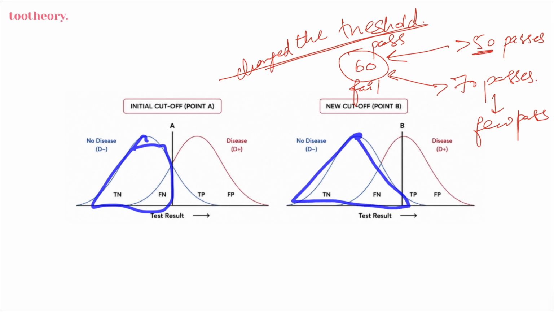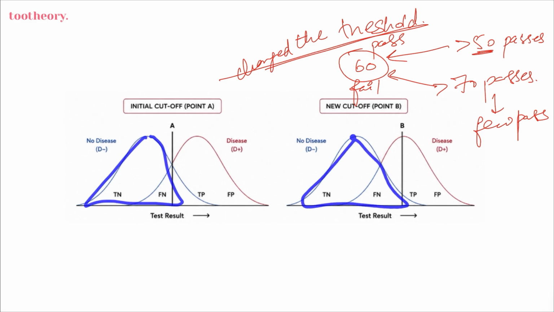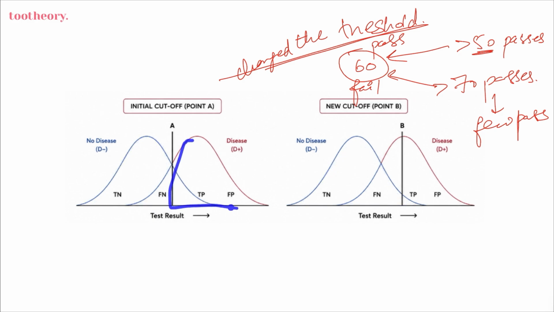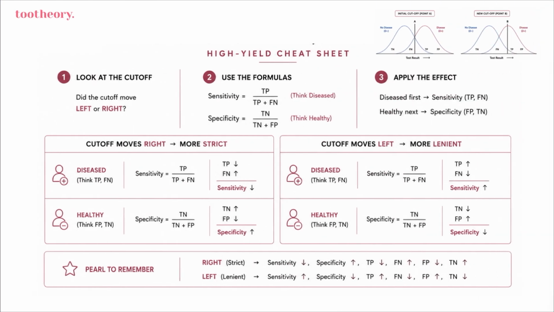And the false positive, so the true negative, which was initially this much, has become a lot more, and the false positive, which was originally a lot more, has become a lot less, right? So that's exactly what this is about. And in the same way, if the curve or the cutoff moves towards the left, it's going to be the exact opposite, right?